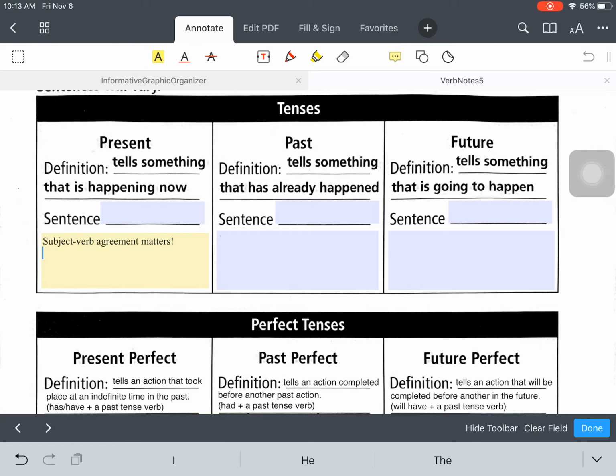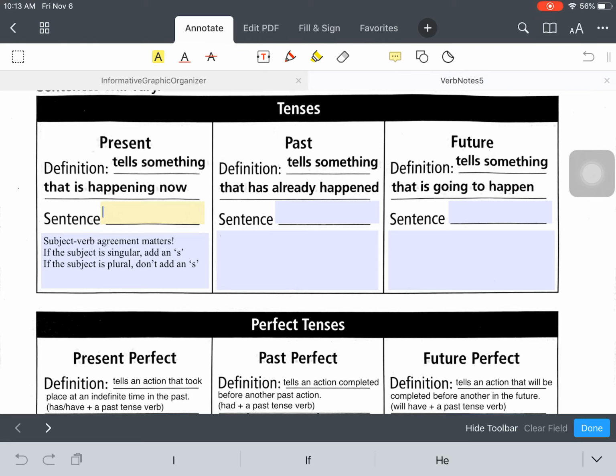So what I mean by that is if the subject is singular, add an S to the verb. If the subject is plural, don't add an S to the verb. So just like we talked about last week with the subject-verb agreement. And I'm going to give you an example.